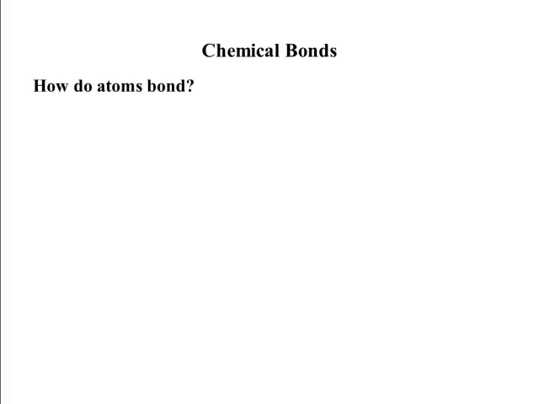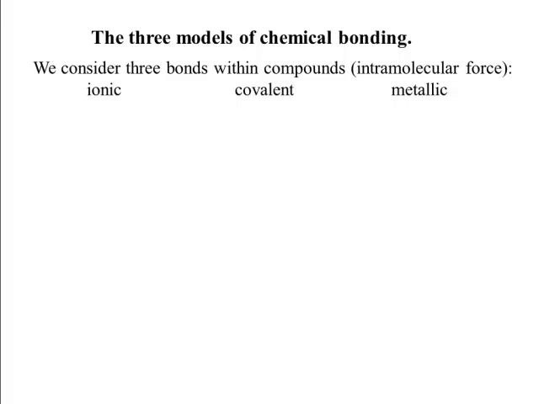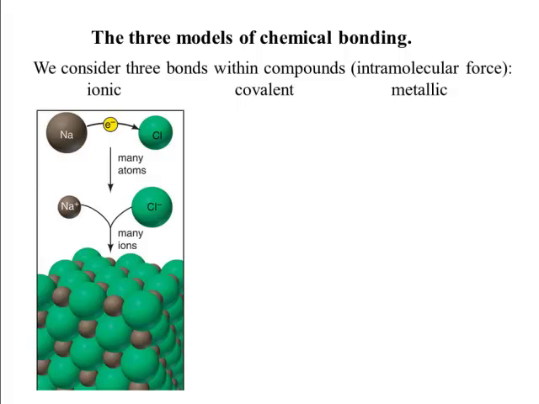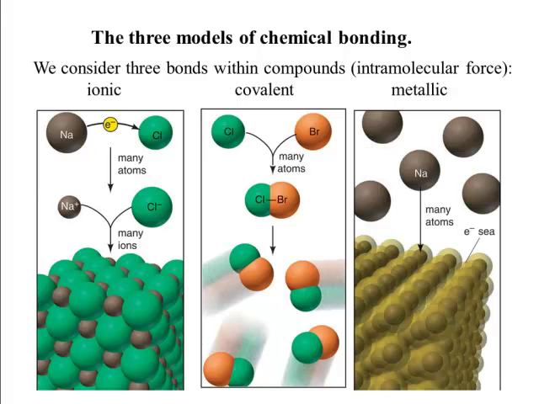How are these atoms going to bond? Well, they are formed by the transfer or sharing of electrons between atoms. But keep in mind, valence electrons are the only electrons involved in this bonding process. Then we had the three types of chemical bonding. We had ionic bonds, where we had the transfer of electrons. We had covalent bonds, which was the sharing of electrons. Then we had the metallic bonds, which was this electron sea or pooling of electrons.